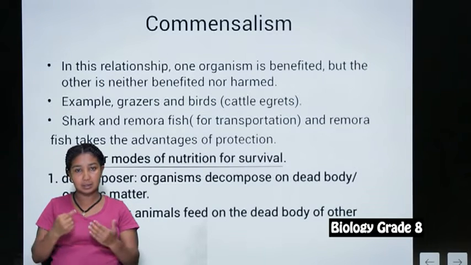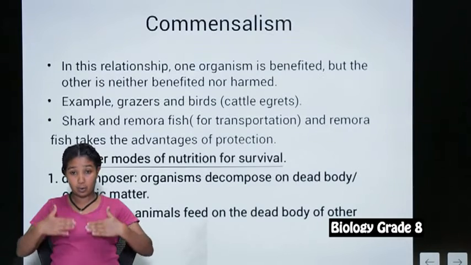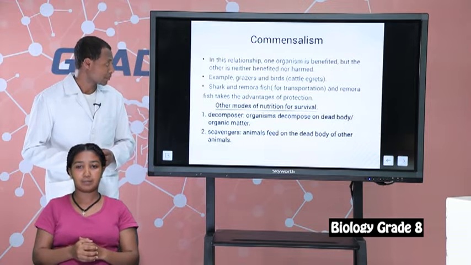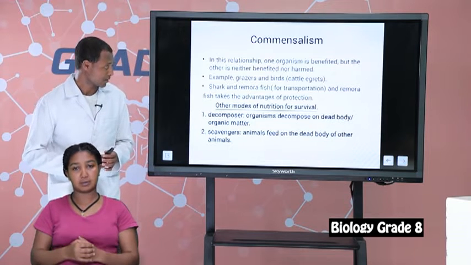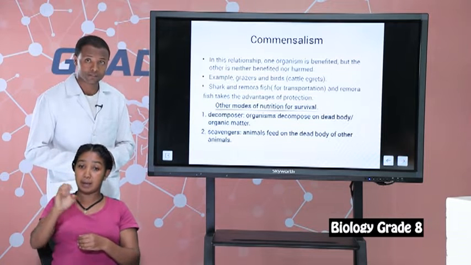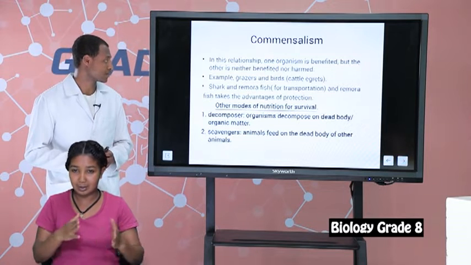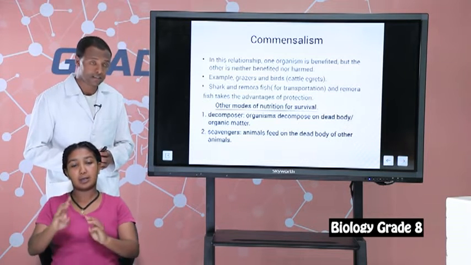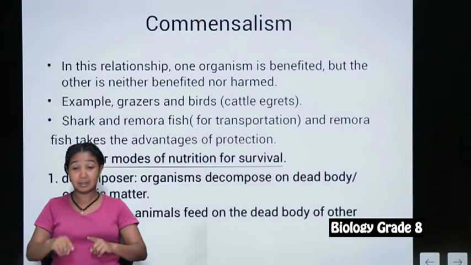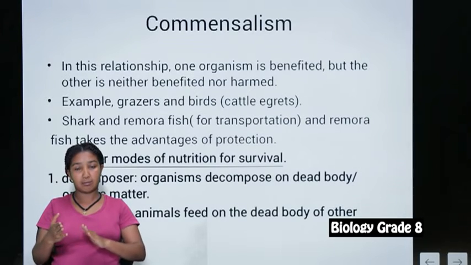Even though the two organisms feed on dead matter, their feeding mechanisms are very different. Microorganisms release enzymes on the dead body in order to decompose the dead parts. So this way they can easily get the food from the dead organism. But scavengers directly eat the dead or carcass animals.